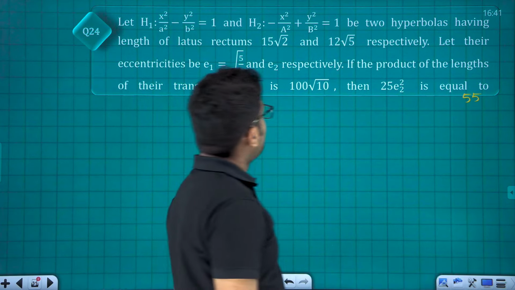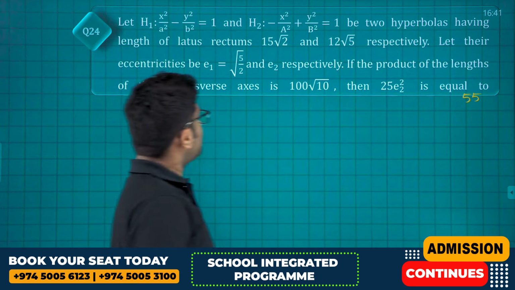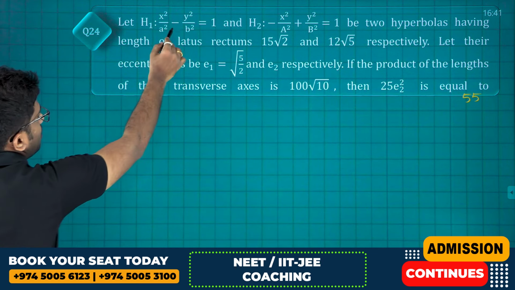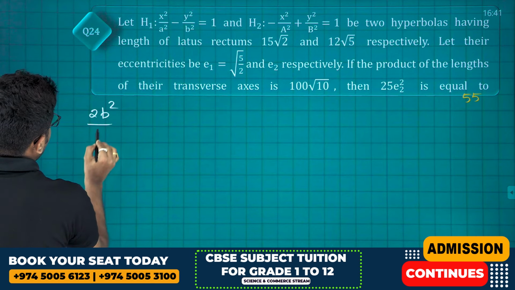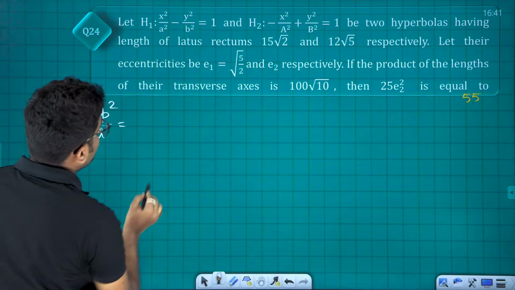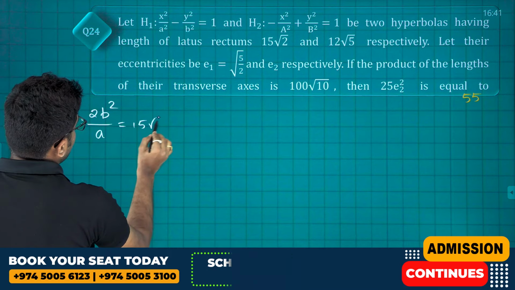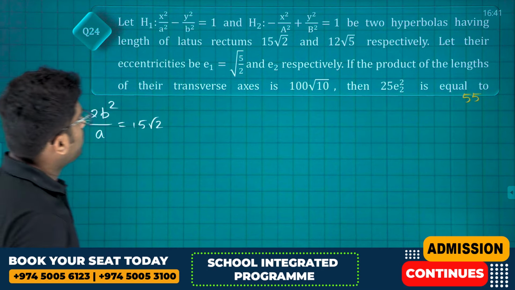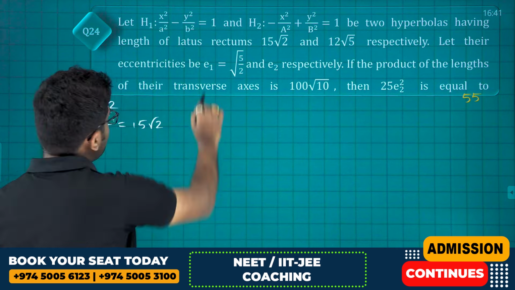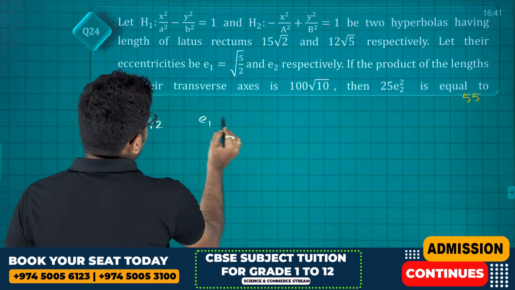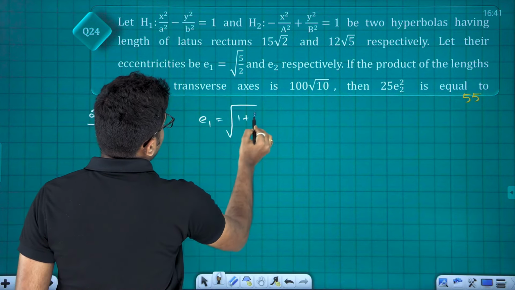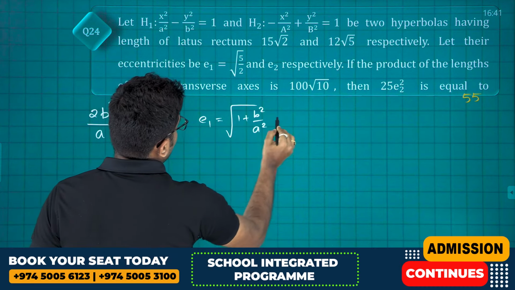Fine. Be two hyperbolas having length of the latus rectums 15 root 2. What is the length of the latus rectum for this? It is 2b square by a is equals to 15 root 2. And eccentricity of the first hyperbola they have given, e1 is equals to under root 1 plus b square by a square.